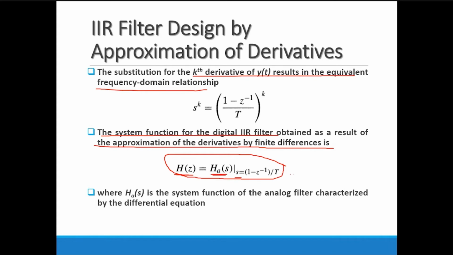We can say how we achieve the digital IIR filter with the help of an analog filter and with the help of approximation of derivatives. Here we derive the function H(z), which is nothing but H(s), representing your analog filter, but with this approximation, where s is equal to 1 minus z inverse divided by T. Here H(s) is the system function of the analog filter characterized by the difference equation. So this is how we can design the IIR digital filter with the help of an analog filter.